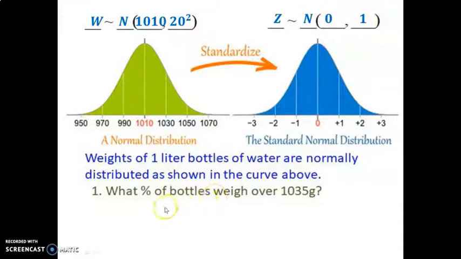The first question is this: what percent of bottles weigh over 1,035? So 1,035 would be somewhere here, right? We're looking for W being greater than 1035. Using your calculator, don't standardize it, don't find a z-score, just use the original data and find this probability. Hopefully you get an answer of 0.106.